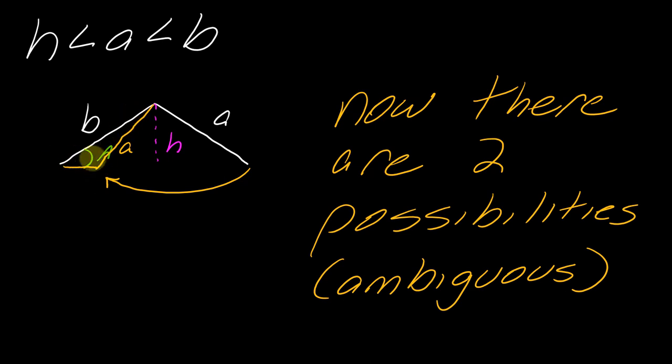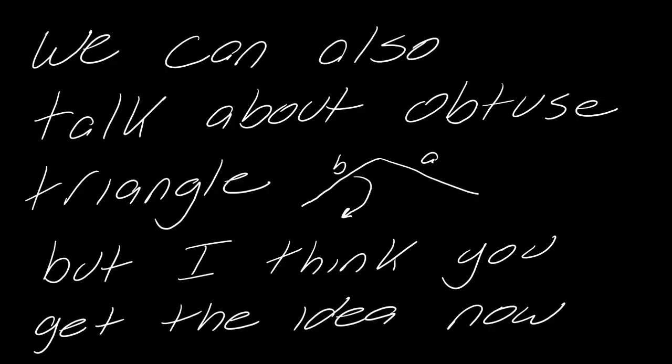So keeping everything else the same, I haven't hurt angle A, I haven't hurt side A, I haven't hurt side B. I have two possibilities. So this is actually the ambiguous case. Visually, this is what's happening here. I've been showing you acute angles, but this can also work with obtuse triangles. I think you get the idea, so I'm just going to move on, so that you intuitively understand on some level what's going on.